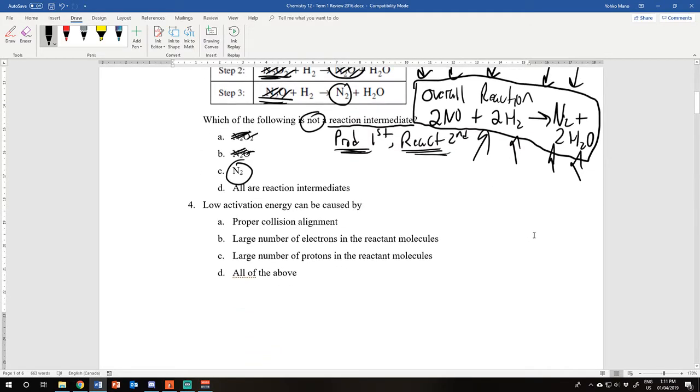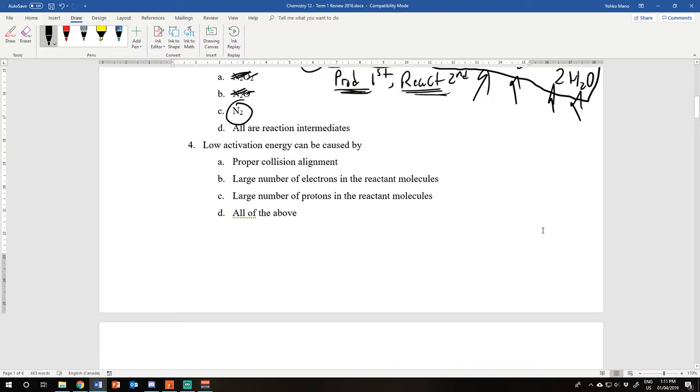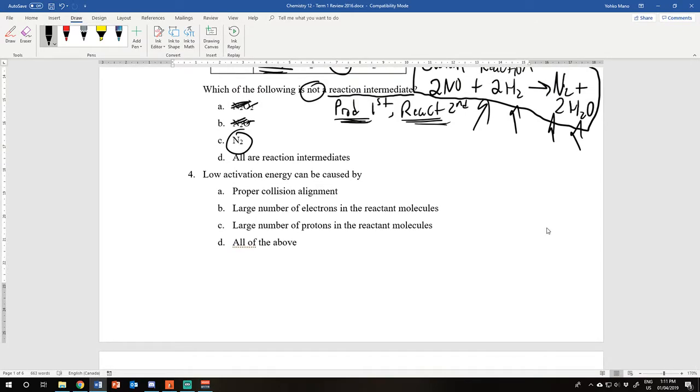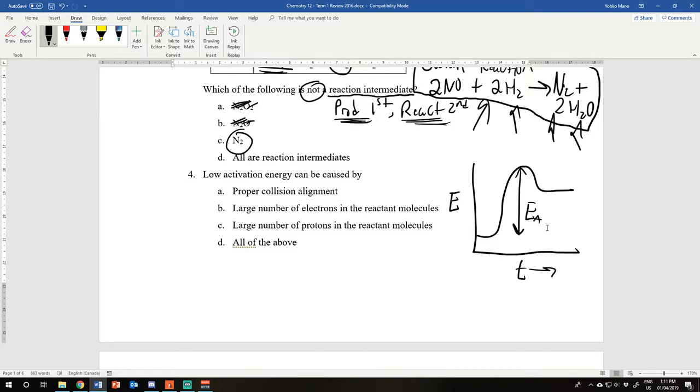All right, number 4. Here, activation energy. So talking about how in every reaction, if this is energy here and then time this way, in every reaction, you've got this amount of activation energy here. So this was my activation energy. And we talked about different ways you could reduce the activation energy. So there's a couple of ways you can do that.